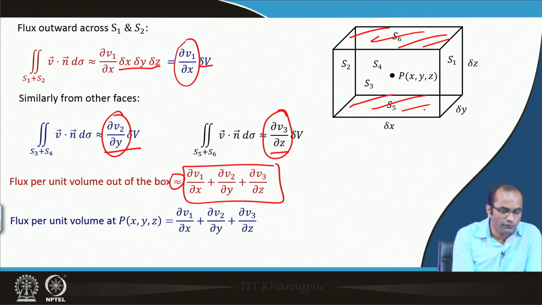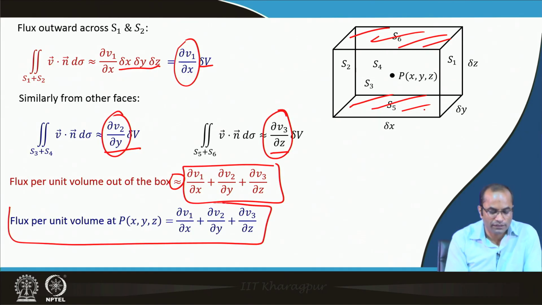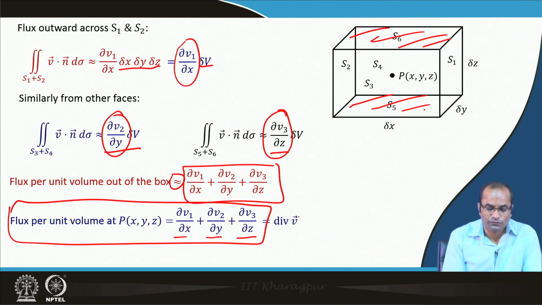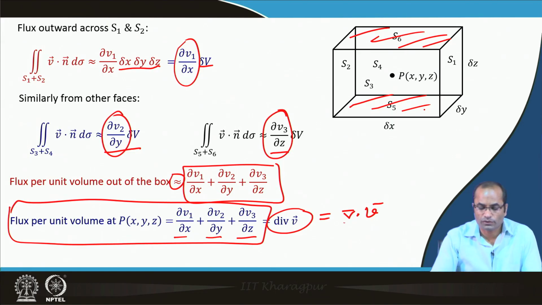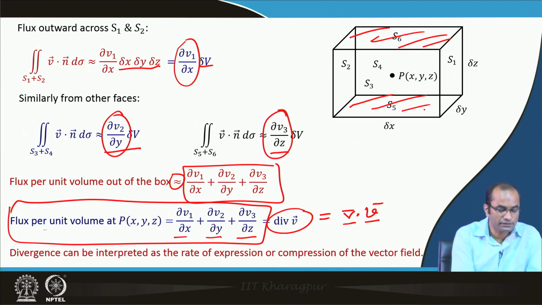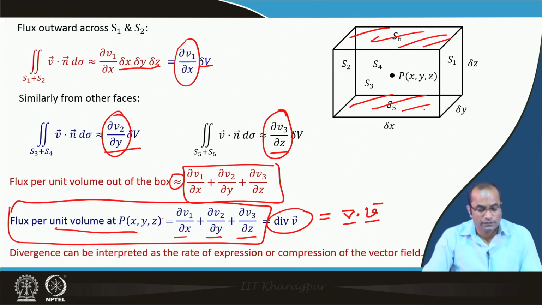So, finally, we have this formula for the flux per unit volume given by del v 1 over del x, del v 2 over del y and del v 3 over del z, which is the divergence, which we denote by div v, or we can also write it as del dot v, the dot product of the del operator and the vector v. So, what we conclude is that the divergence can be interpreted as the rate of expansion or compression of the vector field, because this is the flux we have computed per unit volume at P.